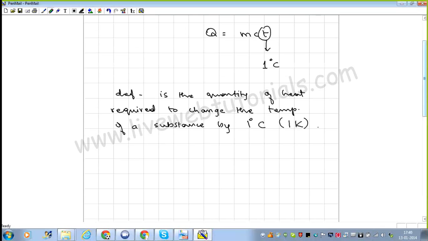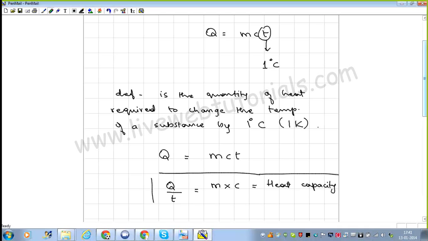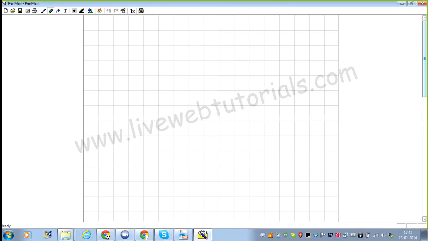So over here from this equation, if I want to calculate the value of heat capacity, our equation is Q is equal to mcT or mc delta T. What I'm going to do over here is Q divided by T. This is equal to m multiplied by c. This is going to give us the value of heat capacity. I just want you to copy down all the things. Next thing is we will just do a few numericals based on this.